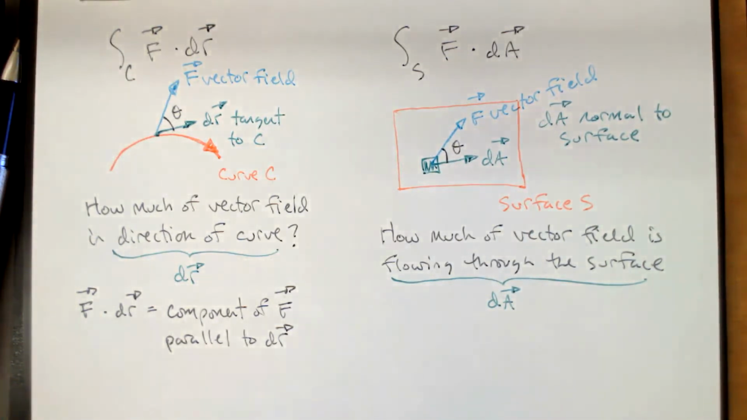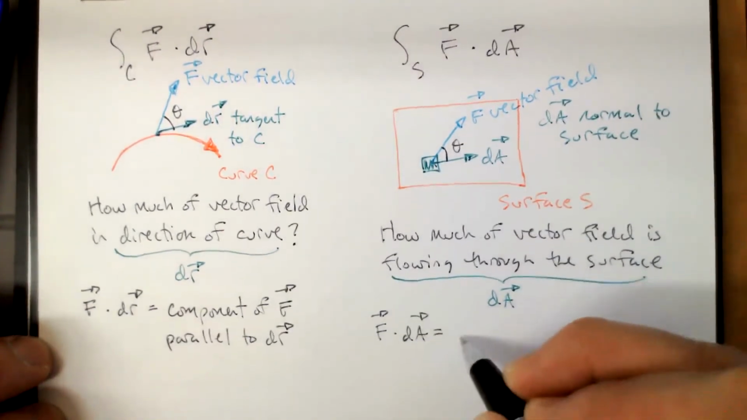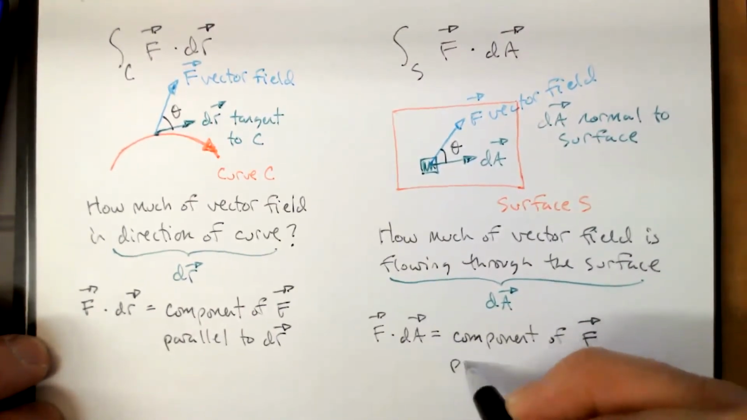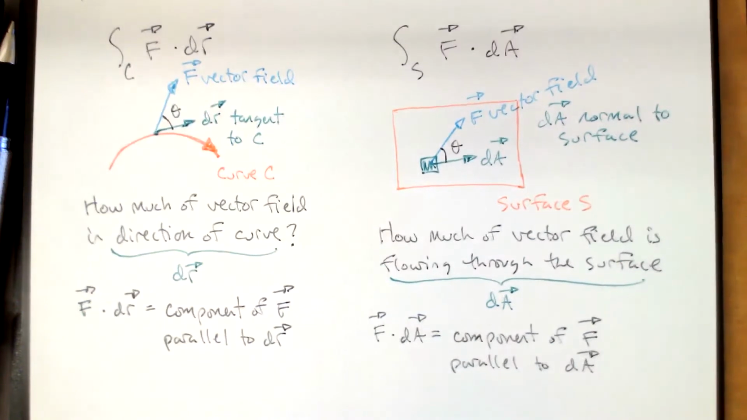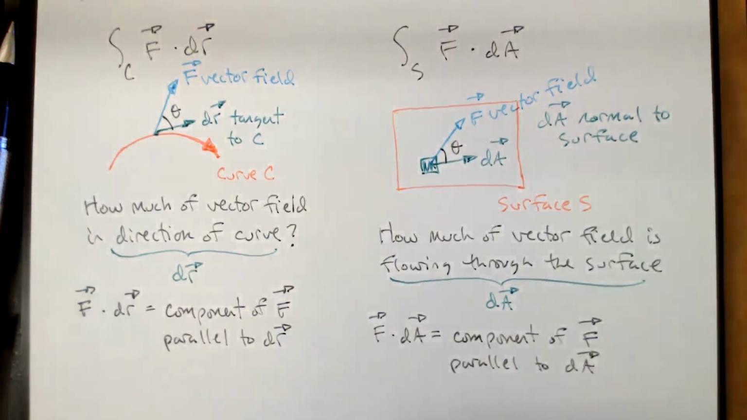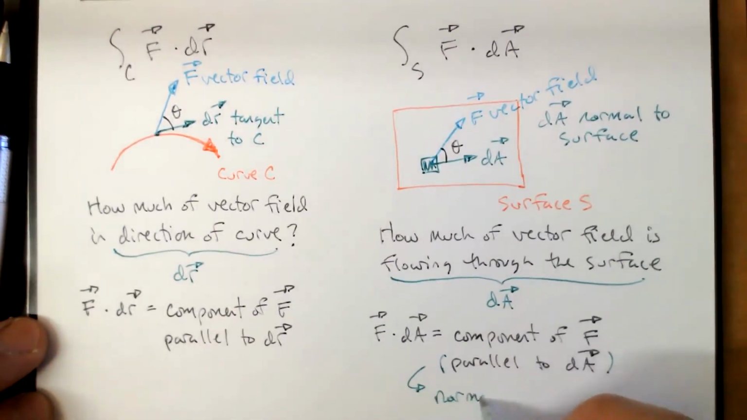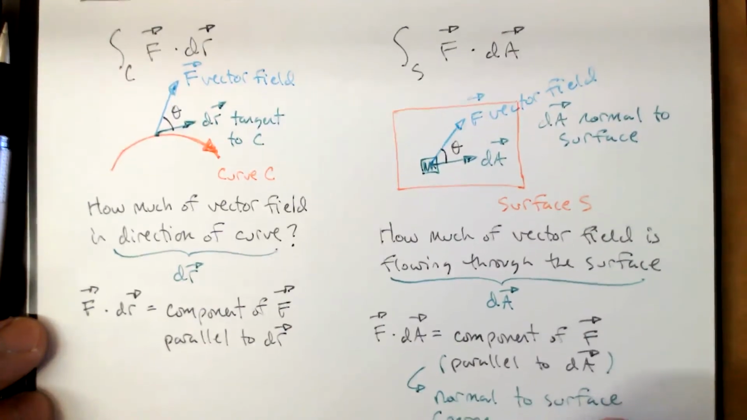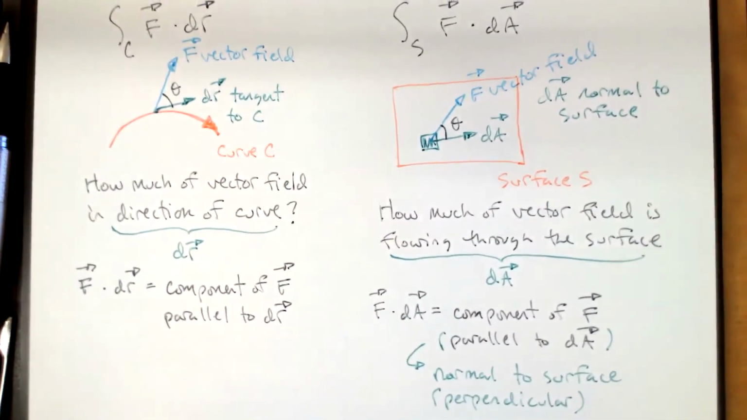So the dot product is telling us the same thing: F dot dA is the component of F parallel to dA, but parallel to dA is normal to the surface. That's just perpendicular to the surface.